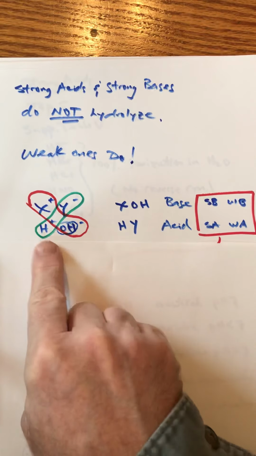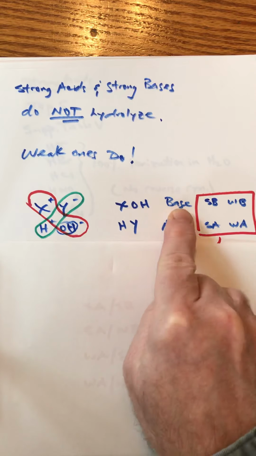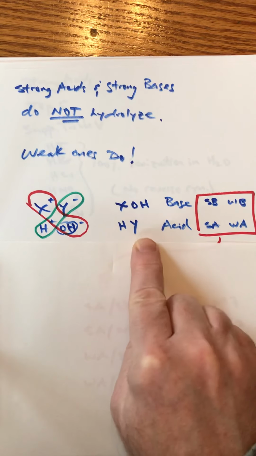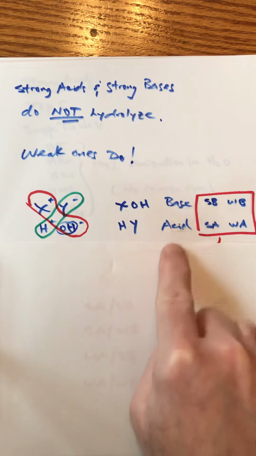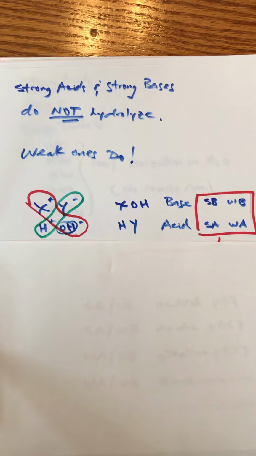So here's a salt, XY. You're going to do a double replacement reaction with water, HOH. And you're going to get XOH, that's the base, and HY, that's the acid. Okay? And you could have strong or weak on either. You just do a double replacement with water.